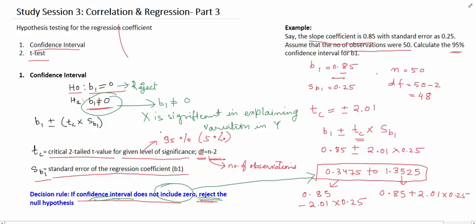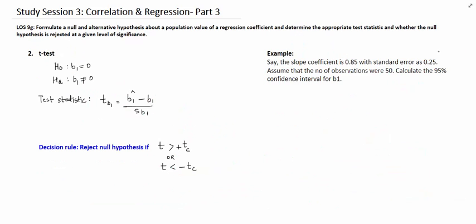The same thing you can do with the help of a t-test also. So let's look at how we can do it with a t-test. Here also what you're trying to test is whether the independent variable is significant in explaining the variation of the dependent variable. So you're testing whether the regression coefficient is 0 or it is not equal to 0.